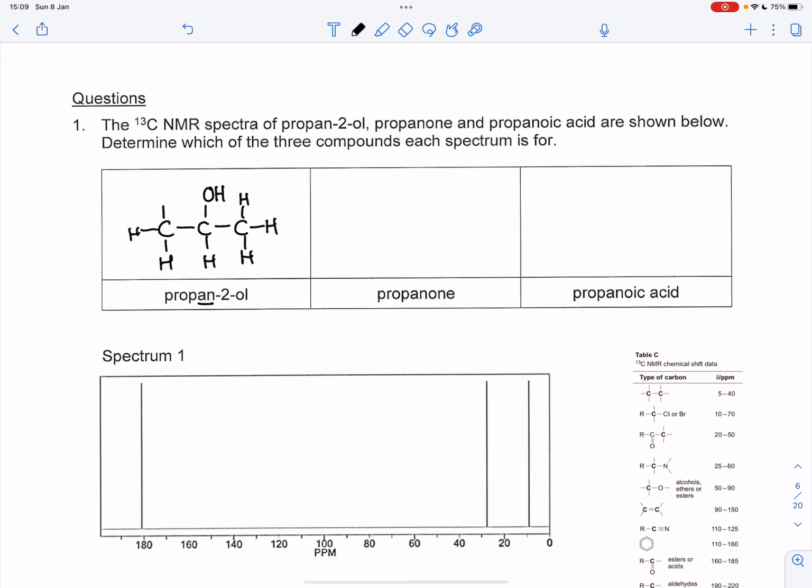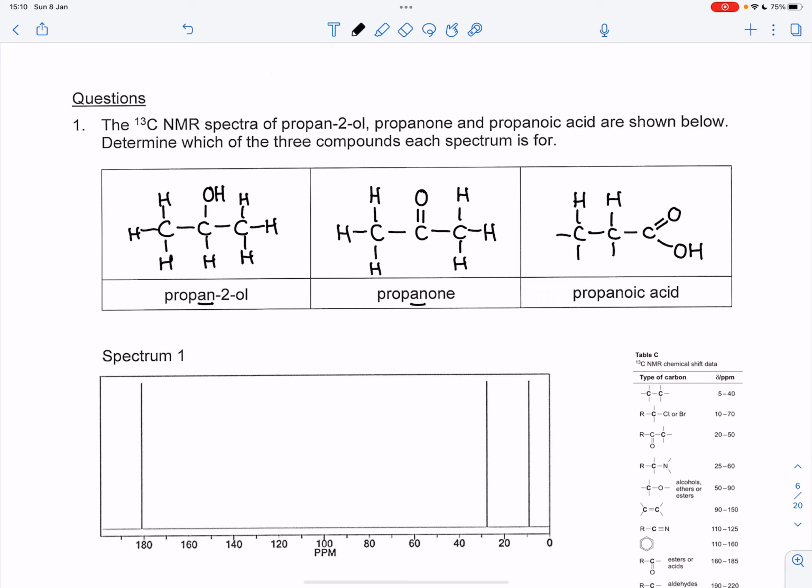I'm going to repeat that on our other structures. So prop for 3, -an, meaning single carbon-carbon bonds, ketone, meaning a double bond O in the centre between 2 carbons. Make sure every carbon's got 4 bonds. Prop, 1, 2, 3, -an, single bonds, -oic acid, carboxylic acid. Make sure every carbon's got 4 bonds. So we've drawn our structures.